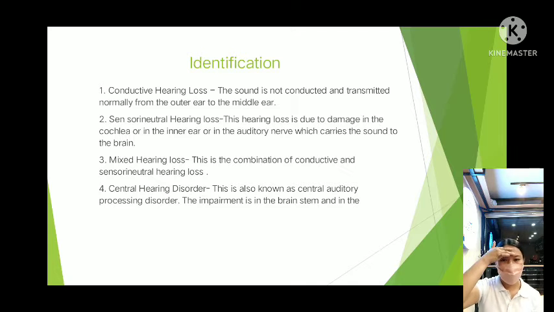The fourth identification is central hearing disorder. This is also known as central auditory processing disorder. The impairment is in the brain stem and in the auditory cortex in the brain. And the last one is functional or non-organic hearing loss. In this type of hearing loss, the person's experience is not consistent with laboratory results.